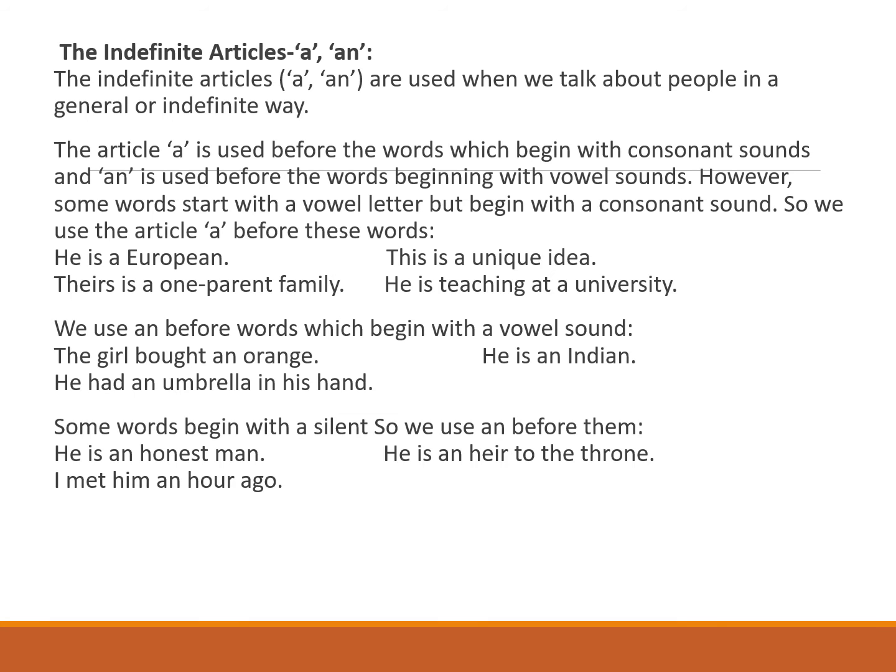The indefinite articles a and an. Now we are going to see the usage of a or an. The indefinite articles a or an are used when we talk in a general or indefinite way. When the listener doesn't know what we are speaking about, we should use a or an. So a is used before consonant sounds and an is used before vowel sounds.